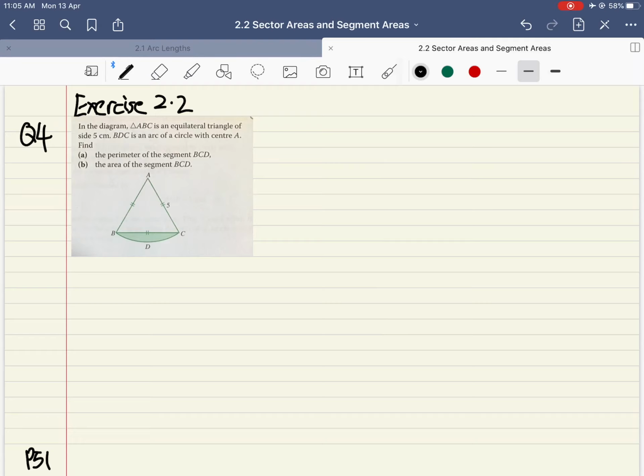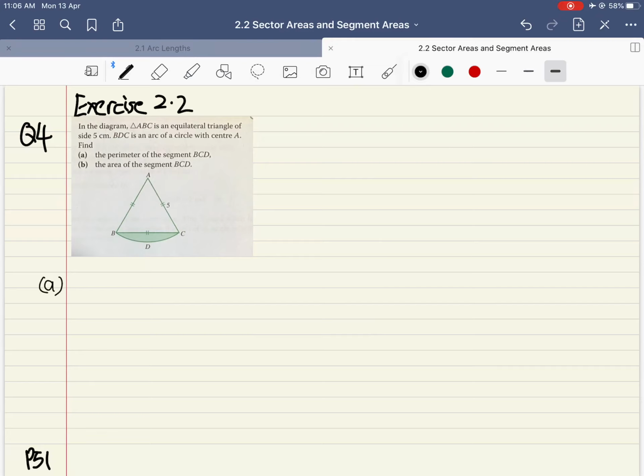I will now just give you some examples from exercise 2.2. These can be found on page 51. So do take some time to go and flip your book to page 51, so that you may have a clearer picture of how the question actually looks like.